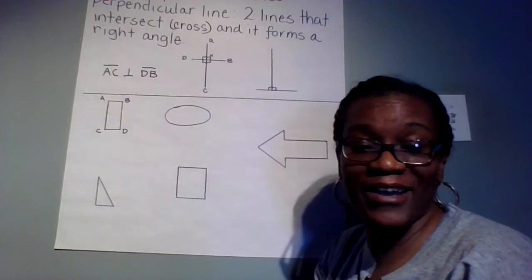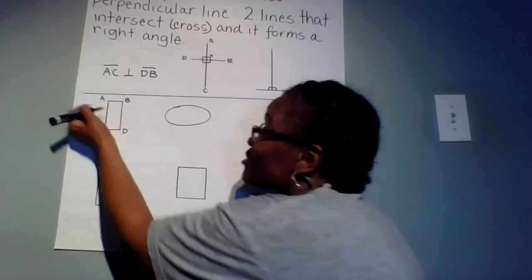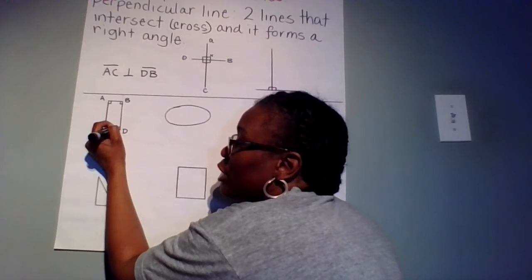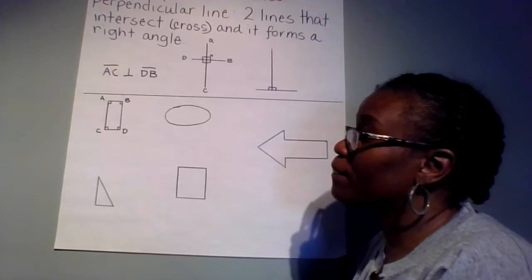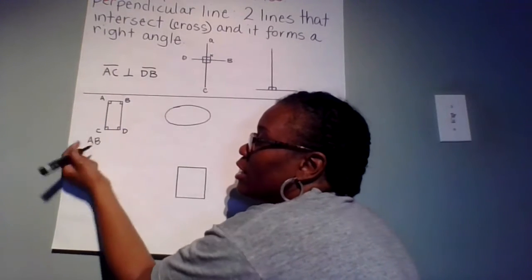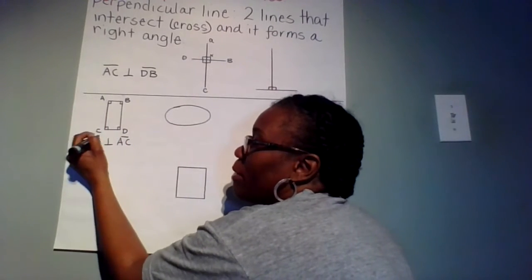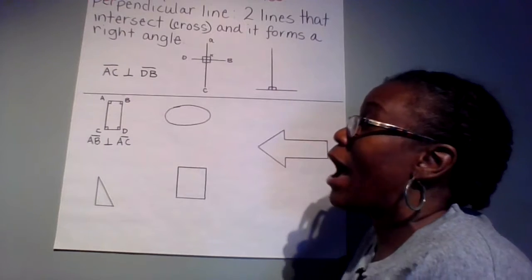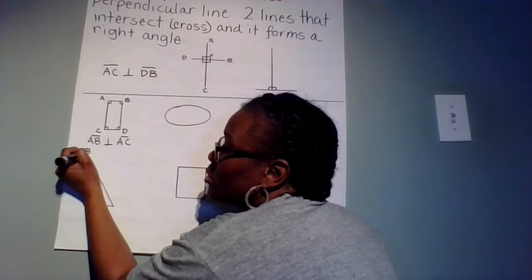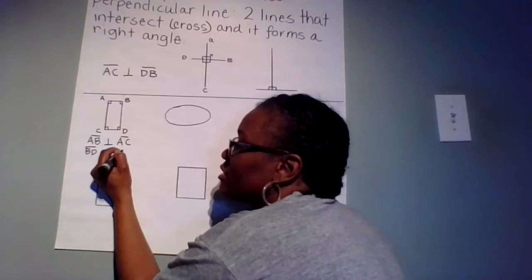Do I have any right angles? Yes, you guys are so smart. I don't even know why I'm doing these videos. So we have a right angle here, a right angle here, a right angle here, and a right angle here. So I could say that line AB, again, is perpendicular to line AC. And make sure you put your lines on top. I could also say that line BD is perpendicular to line CD.